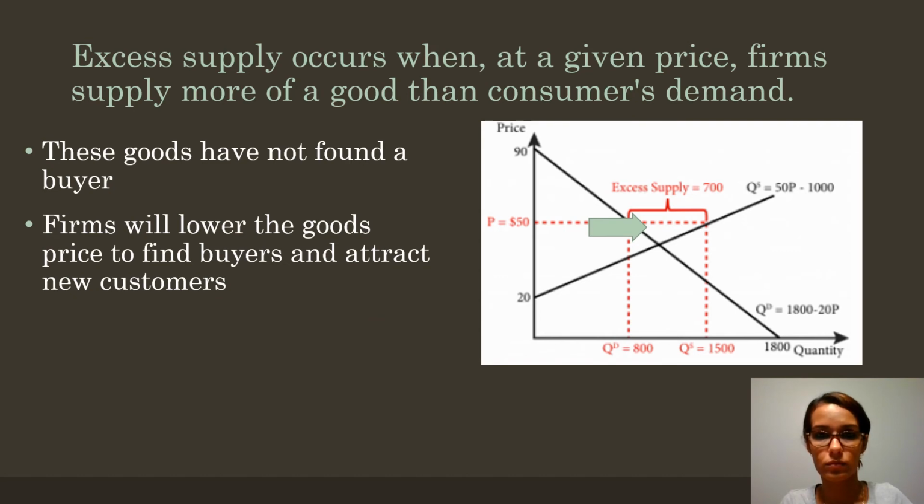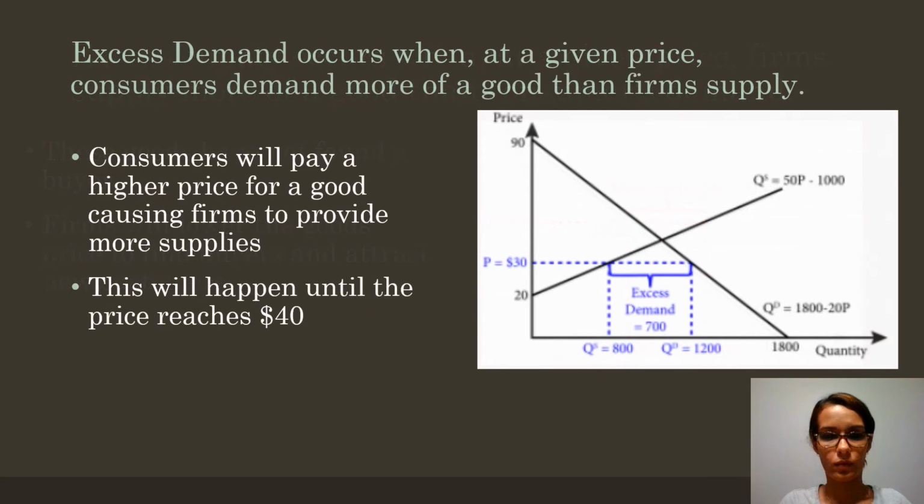Here we have the excess demand, and it occurs when consumers demand more of a good than a firm can supply. Customers will pay a higher price for a good, causing firms to have to provide these supplies. And this will happen until the price reaches the equilibrium price of $40.